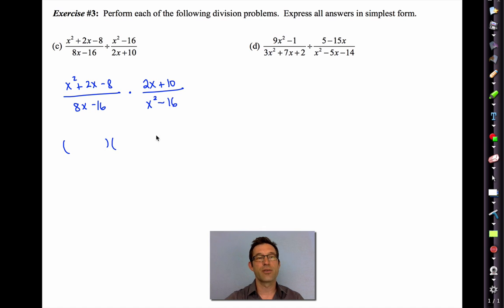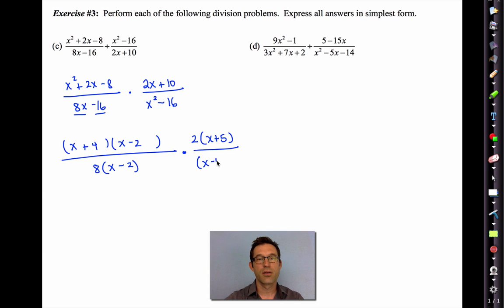I'm going to factor this numerator using trinomial guess and check. Factor the denominator. We've got a little bit of GCF. Factor this numerator. Again, some GCF work. And factor this denominator. And there we have it. All right, cancel away.